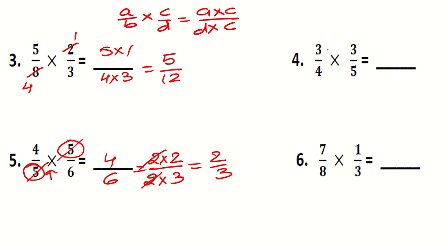Nothing can be simplified here. So just multiply them. 3 multiply 3 means 9 and 4 multiply 5 means 20. So 9 over 20 will be the answer. Why? Because it cannot be simplified further. Now next, 7 and 1 are up, so multiply them. 8 and 3 are down, so multiply them. It is 24. Again, it cannot be simplified further. So this is the final answer.